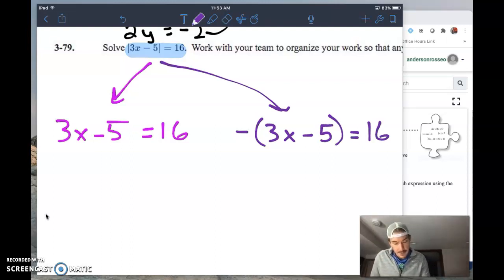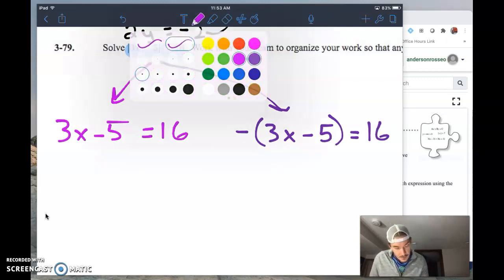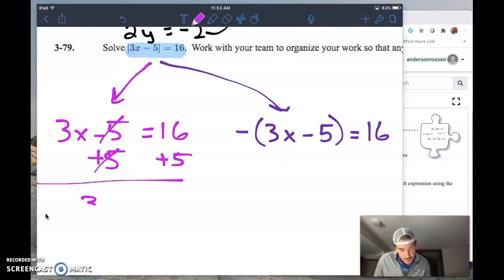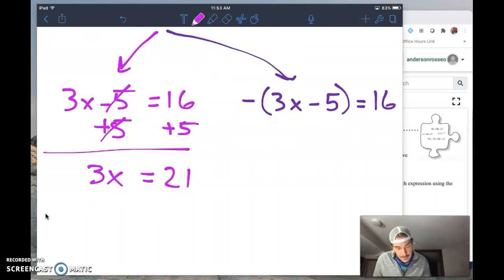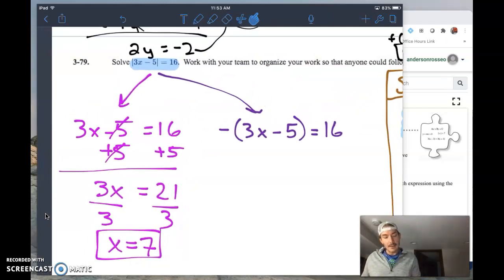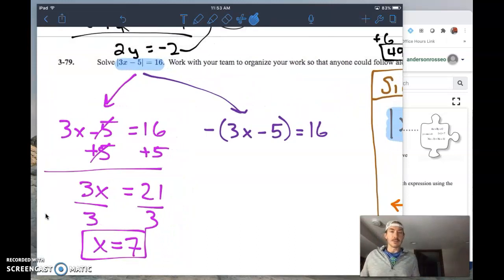Now, ladies and gents, I'm going to do this first part first. Here we go. We're going to tackle this with our typical inverse operations. Negative 5 and 5, those items cancel out. I get 3x equals 16 and 5, hey, 21. And now I'm simply going to divide by 3. And I get x equals 7. Yay! But if you stop there, folks, you don't have that thing completely solved. You don't have both options.